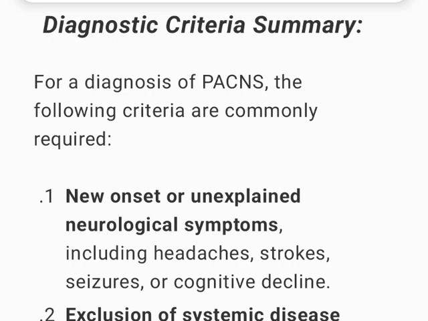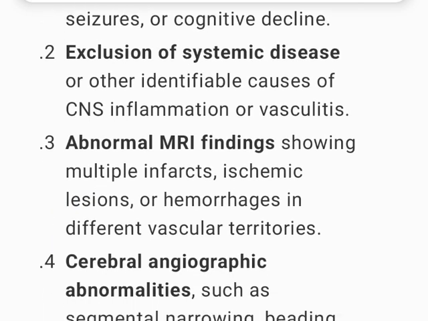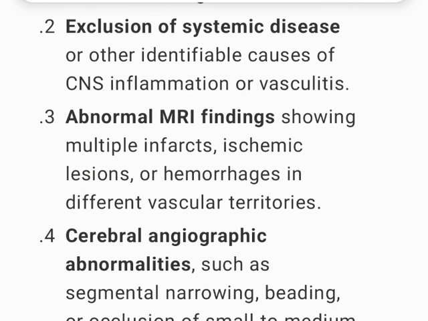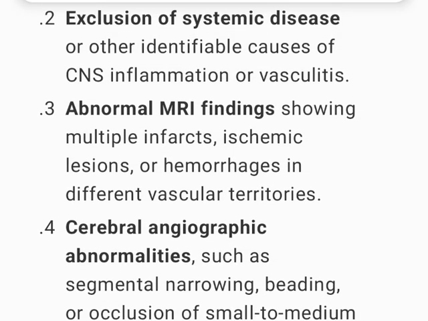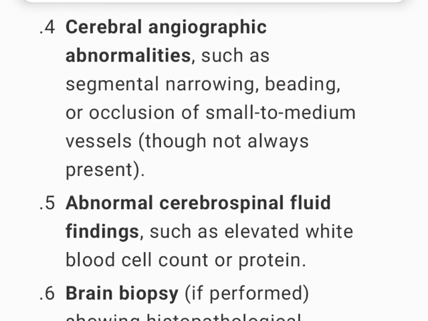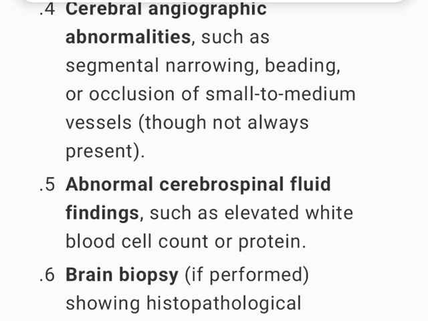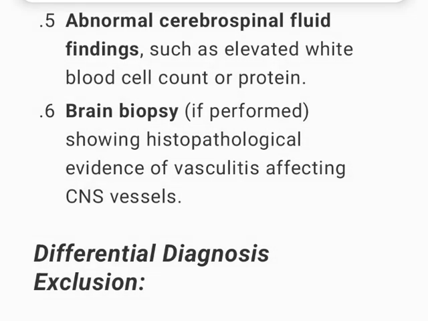1. New onset or unexplained neurological symptoms, including headaches, strokes, seizures, or cognitive decline. 2. Exclusion of systemic disease or other identifiable causes of CNS inflammation or vasculitis. 3. Abnormal MRI findings showing multiple infarcts, ischemic lesions, or hemorrhages in different vascular territories. 4. Cerebral angiographic abnormalities, such as segmental narrowing, beading, or occlusion of small to medium vessels, though not always present. 5. Abnormal cerebrospinal fluid findings, such as elevated white blood cell count or protein. 6. Brain biopsy, if performed, showing histopathological evidence of vasculitis affecting CNS vessels.